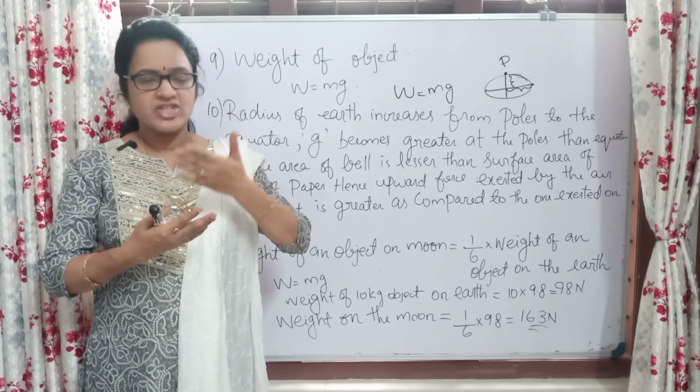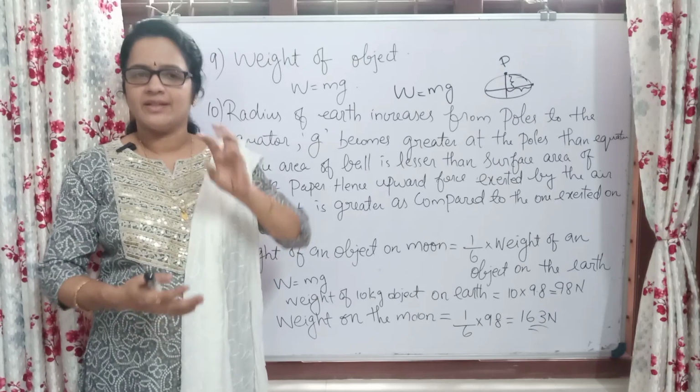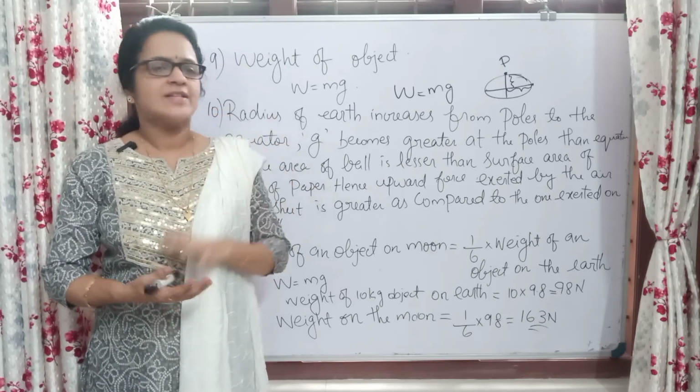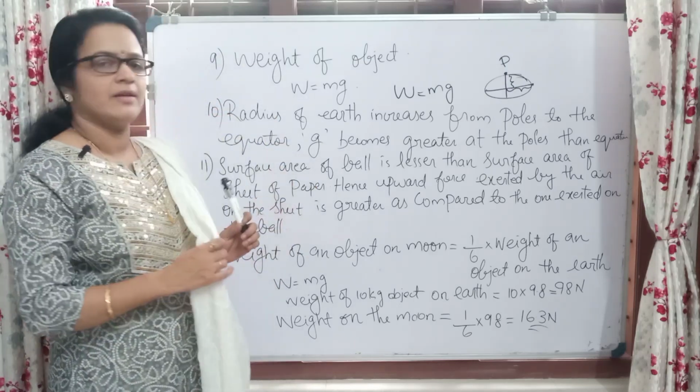എന്തുകൊണ്ടാണ് പ്ലെയിൻ ഷീറ്റ് ഓഫ് പേപ്പർ സ്ലോവർ ആയിട്ട് താഴെ വീഴുന്നത്? ക്രംബിൾ ചെയ്ത് ബോൾ ആക്കിയത് എന്ത് ചെയ്യും? ഫാസ്റ്റർ ആയിട്ട് താഴെ വീഴും. അതിന്റെ റീസൺ എന്താണെന്നുള്ളതാണ് ചോദിച്ചിരിക്കുന്നത്.